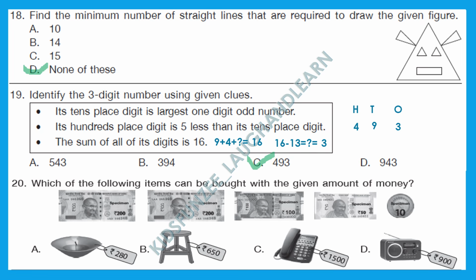Moving to question 20. Which of the following items can be bought with a given amount of money? Let's first see the total amount of money. It is 200 plus 200, that is 400, plus 100 is 500, plus 50, 550, plus 10 is 560. Let's see which option is less than or equal to 560. That is the only thing which we can buy, right? And out of A, B, C and D, the right answer is option A, because it only costs 280. We can buy from 560 rupees.